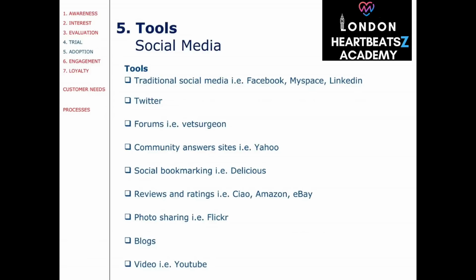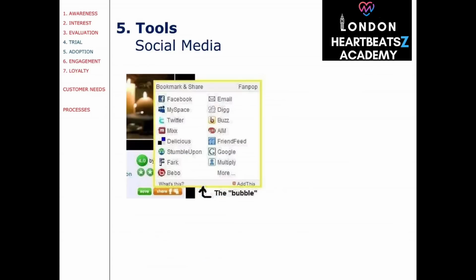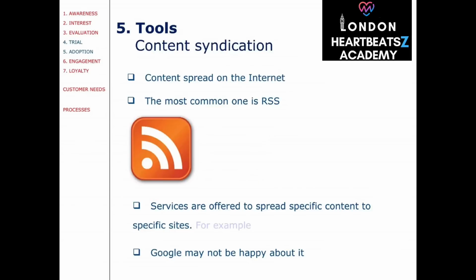It's amazing to see how the social media landscape has both expanded and consolidated since then. Some of those platforms are still around, some have disappeared, and a whole bunch of new ones have popped up. Then we have content syndication, which is basically content that's spread across the internet. Gotcha. And they said that RSS was the most common method for that. And while there were services to spread specific content to specific websites, they noted that Google might not be happy about it. Yeah, content syndication is still a thing today, although the methods and the best practices have definitely changed. Google's always trying to make sure people are creating original, high-quality content.